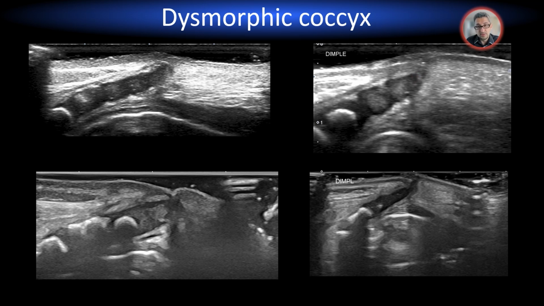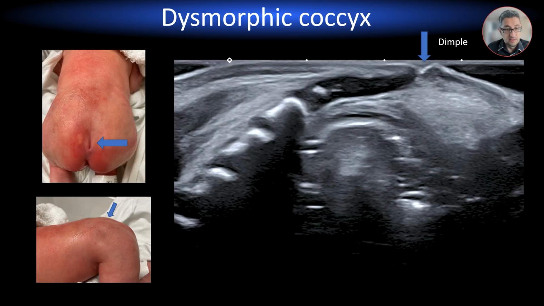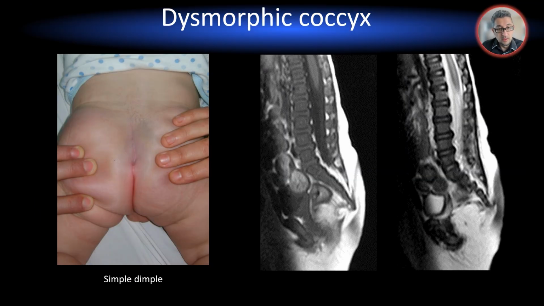And here is an example. That's the dimple, and there is posterior angulation of the distal coccyx, and this is a dysmorphic coccyx, and at palpation, it may be palpated as a hard lump. And this is how it appears on MRI. You can see the coccyx angulated posteriorly, but there is no other associated anomaly.